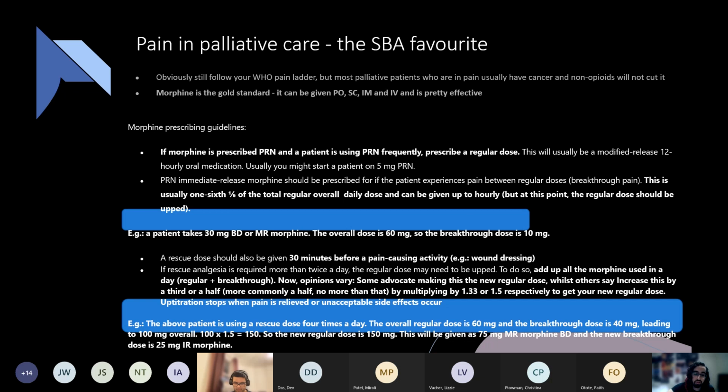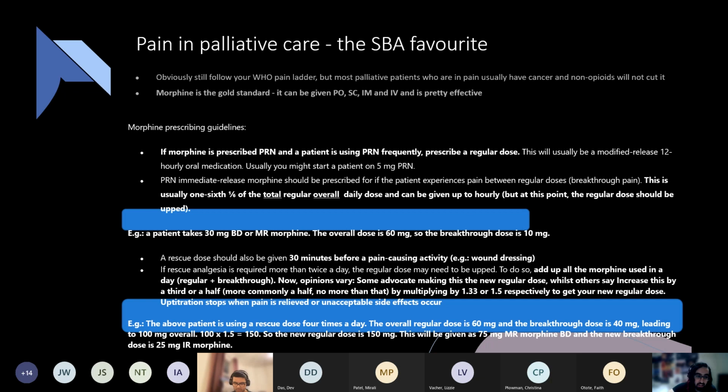This is one bit that's quite important to remember. So this figure. So breakthrough pain, the breakthrough pain dose is 1/6 of the total daily dose. So your patient is taking 30 milligrams BD. Yeah, perfect. Sorry, Christina, I should have waited a bit. You divide the total 24-hour dose by 6.